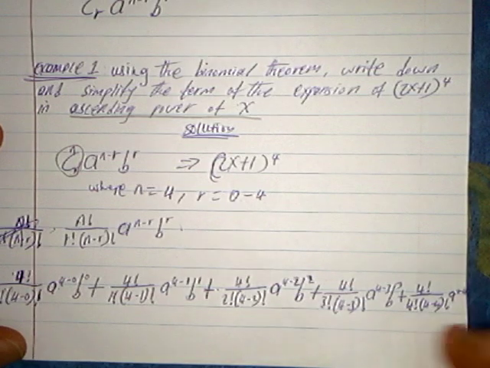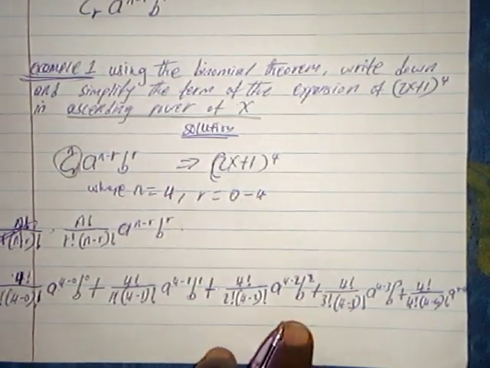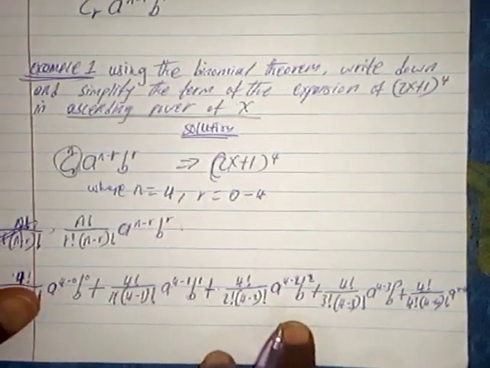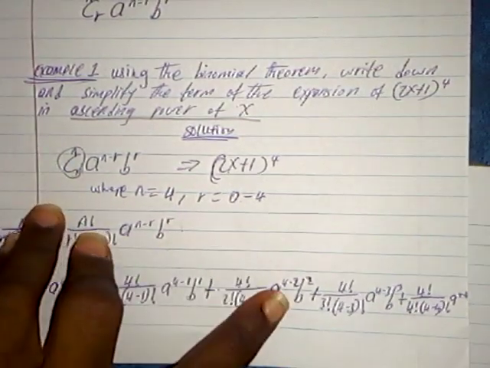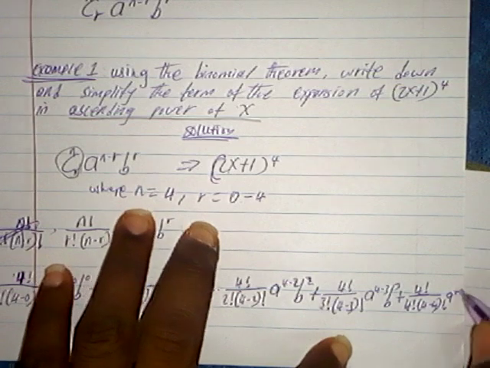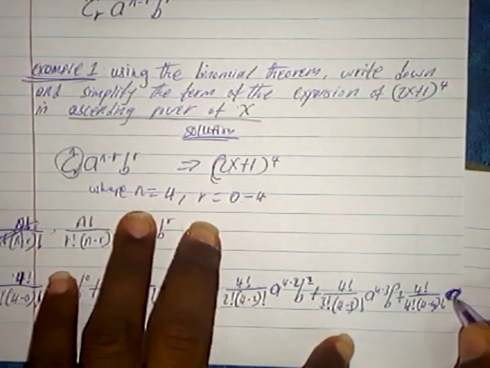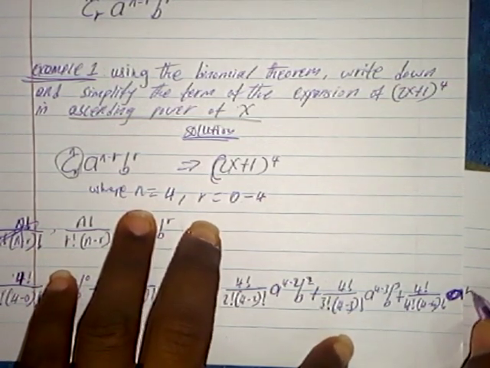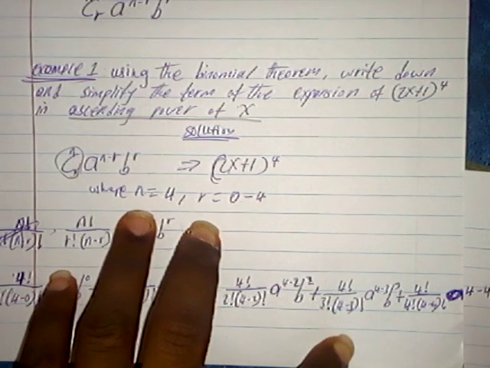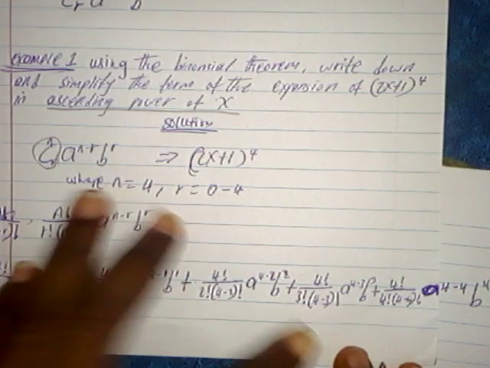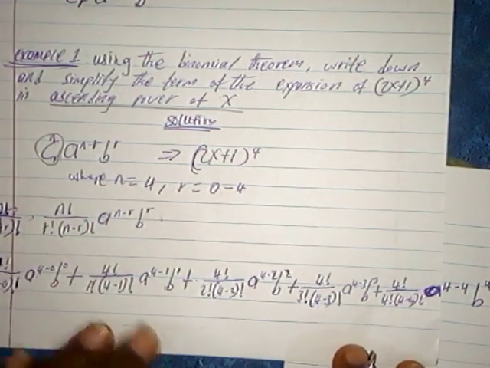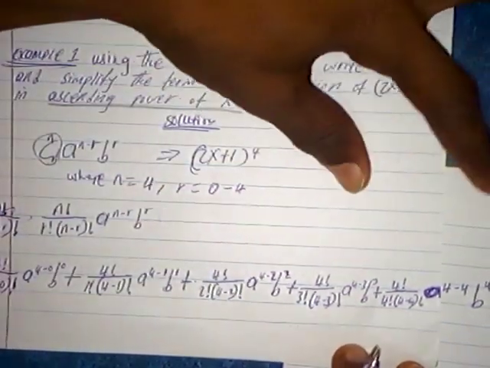Let me just improvise here, since there is little space. Let me say a raised to the power 4 minus 4, b raised to the power 4. Do you see the procedure? Now we continue again. Now what are we going to do?